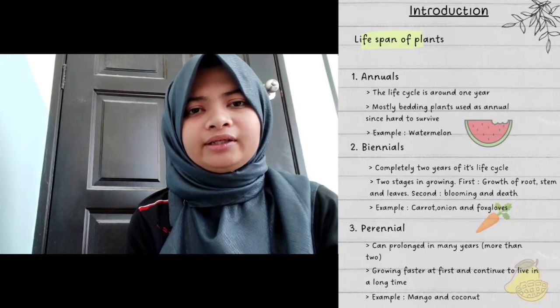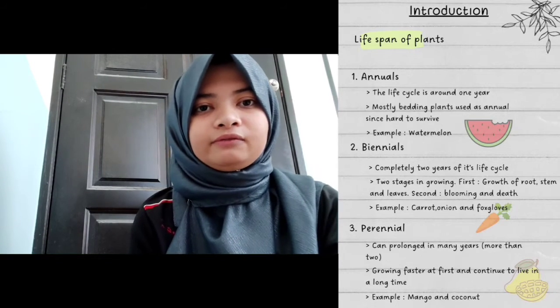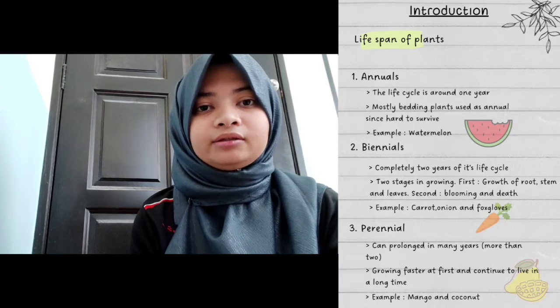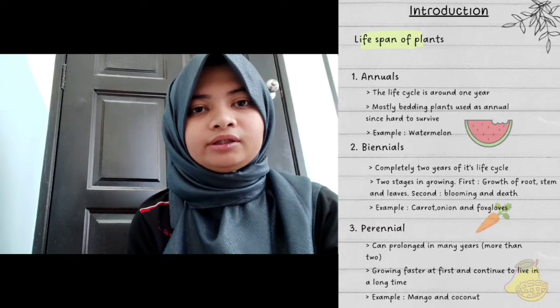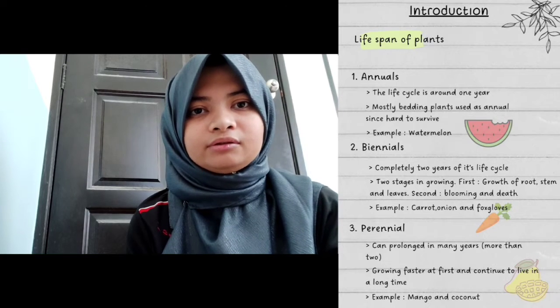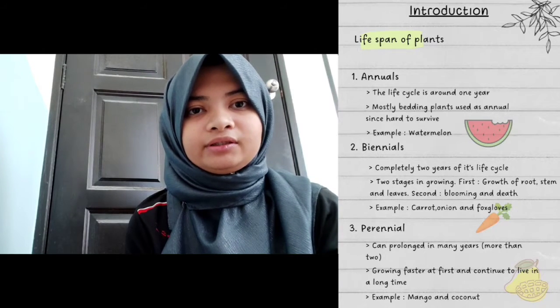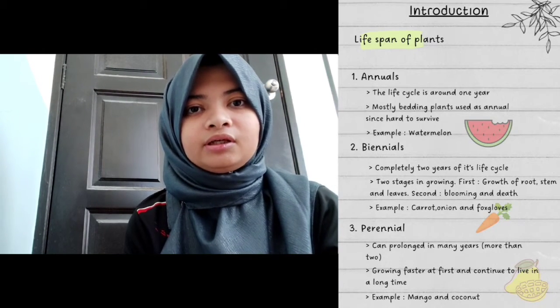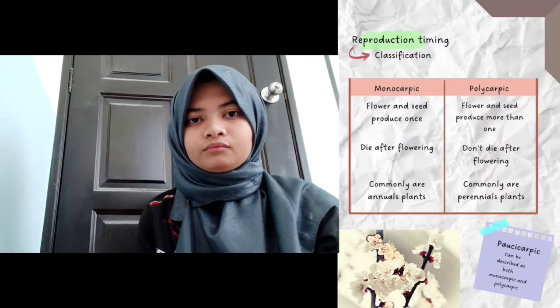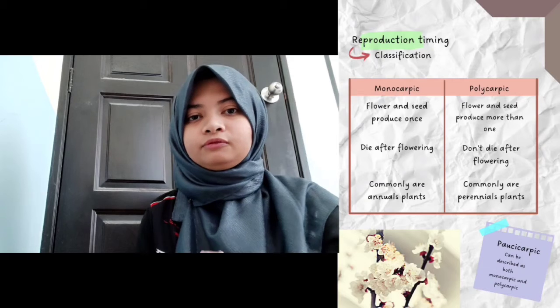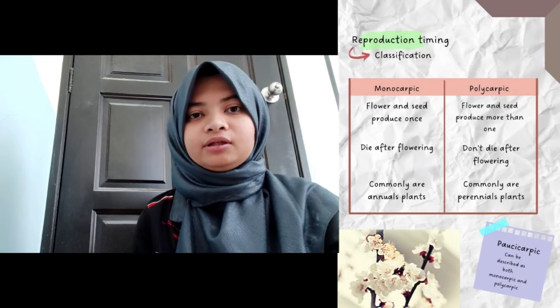And there is a slight difference in plant life for perennials. It has a very long cycle of time, which is more than 2 years. In contrast to annuals and biennials, the plants will grow faster and continue to survive for many years. The examples are mango and coconut. So let's move on to the next slide.